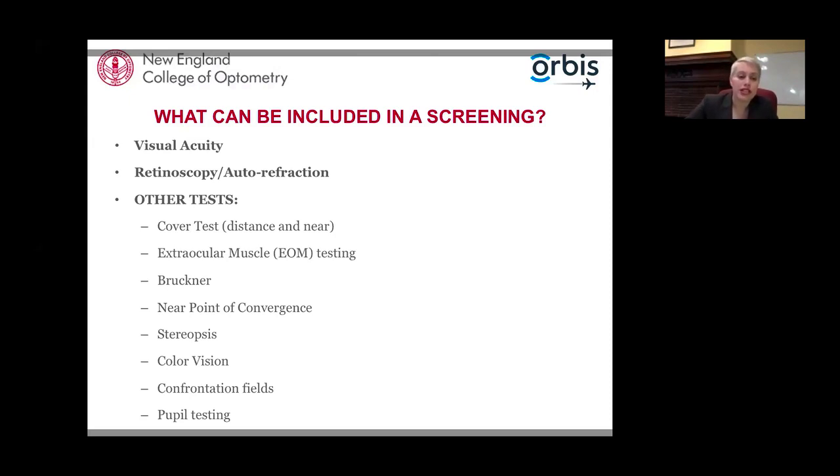Near point of convergence and stereopsis will give you some idea about binocular vision concerns. We have confrontation fields and facial fields to help assess visual fields in adults. We also have color vision and pupil response that can be assessed as well. The tests that I've listed under other tests, these are tests that either require equipment that is a little bit more advanced or requires training that's a little bit more advanced, but these can be something that can be taught to lay people, but you just need to make sure that they understand what the test is for and that they practice a lot, and at the beginning at least being supervised by the allied health professional.